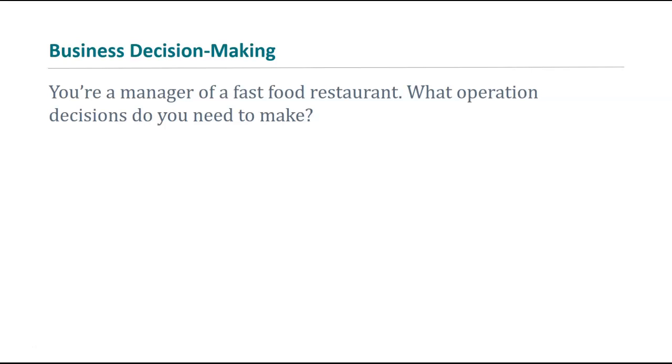With this chapter, we turn a corner in the course and we start to talk more specifically about business decision making and how economics impacts businesses. So if you're a manager of a fast food restaurant, say McDonald's, what operation decisions do you need to make?